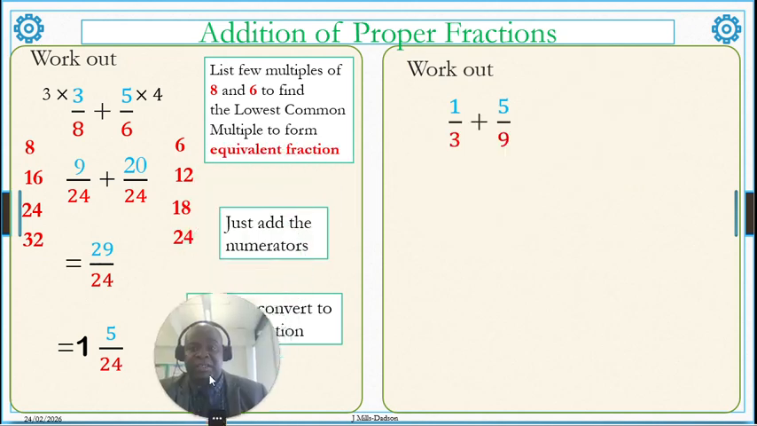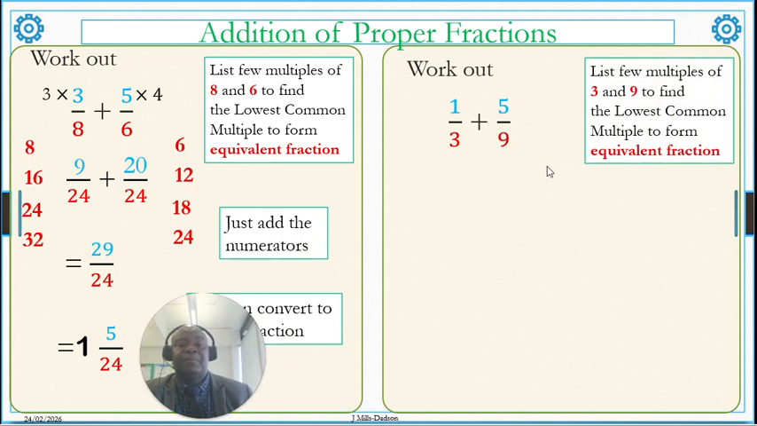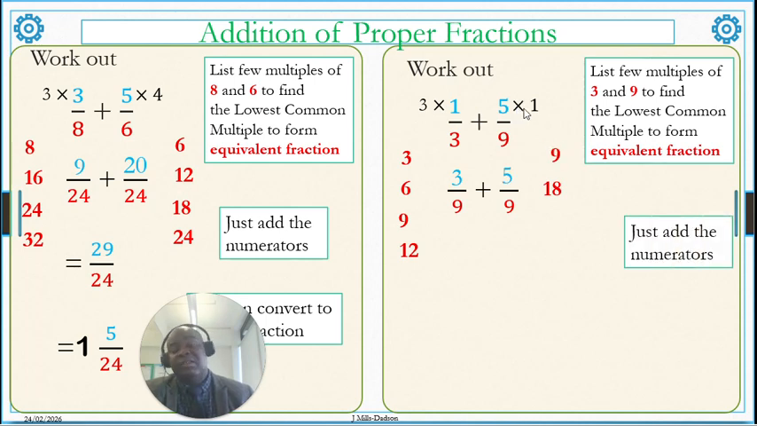Okay, let's see if you got it right. So we list the multiples of 3 and 9. Now here, we don't need to continue because we can see 9 is there already. So our LCM is 9. There are 3 steps in 3 to get to 9. So we times 1 by 3. That gives us 3. Steps in 9, only 1 step to get to 9. 5 times 1. So all we need to do is add the numerators, and that gives us 8/9.